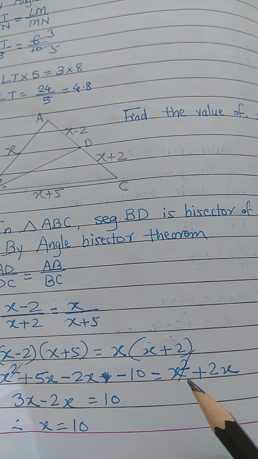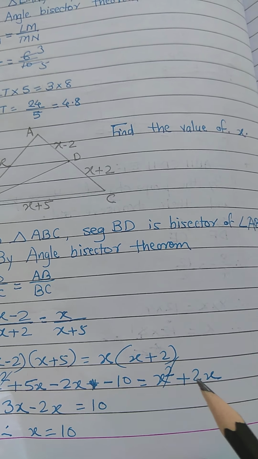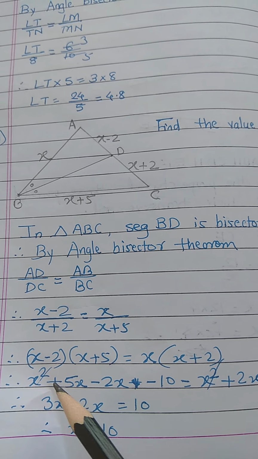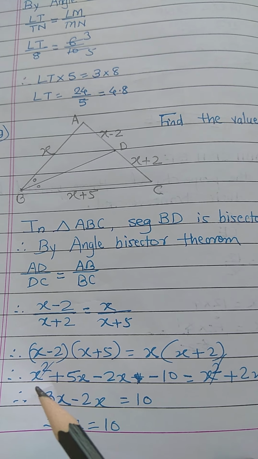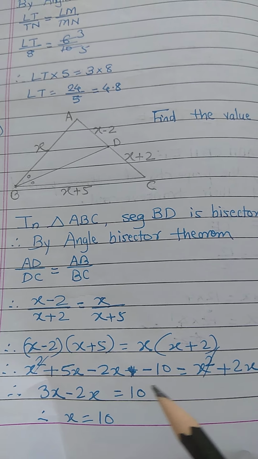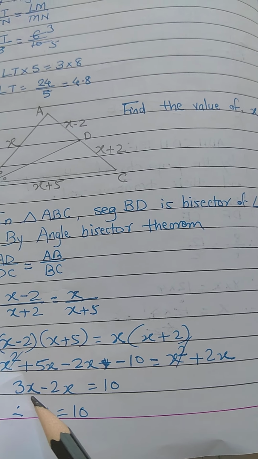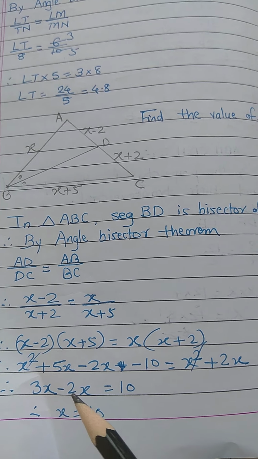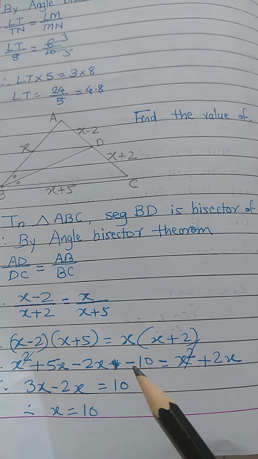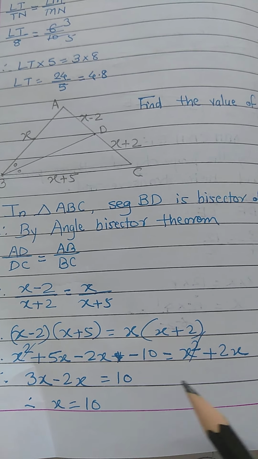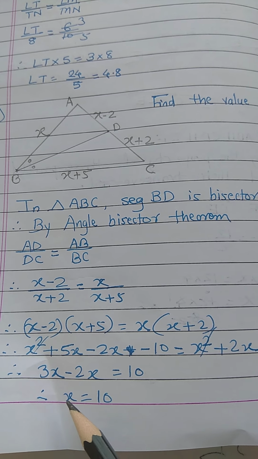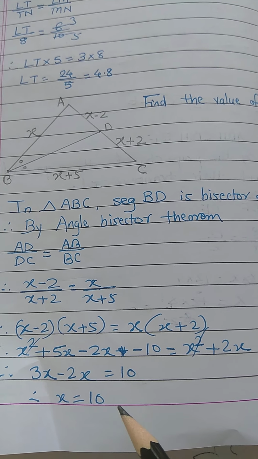X into X is X square, X into 2 is 2X. Plus X square will come to this side and become minus X square. So X square will get cancelled. 5X minus 2X is 3X. This plus 2X comes to this side and becomes minus 2X, minus 10 will go to that side and become plus 10. 3X minus 2X is 1X. X equal to 10.